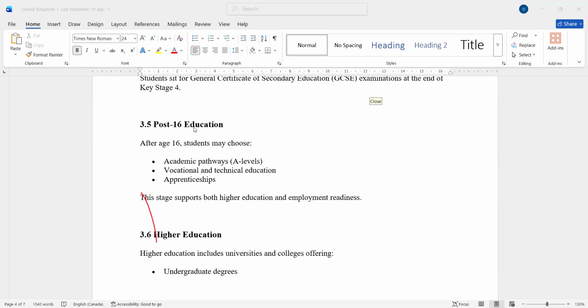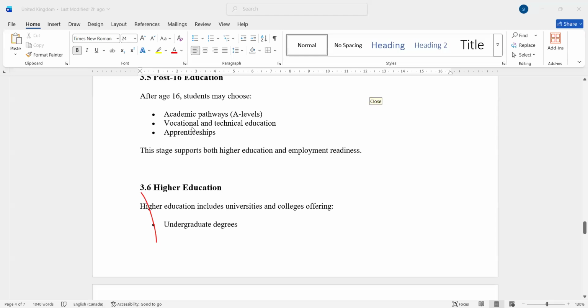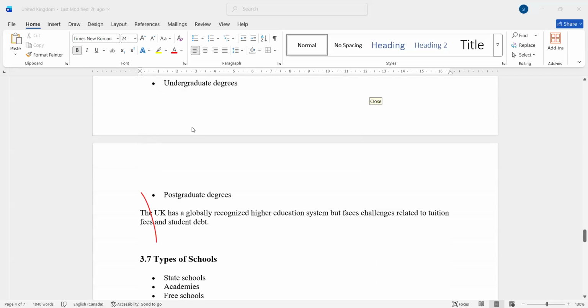Right? So our students also after A levels, a small percentage of students enter the state universities, and another few percent select non-state universities, right? And another small percentage migrate for higher education. All the others have to do something, so they go for employment, right? And higher education includes universities and colleges offering undergraduate and postgraduate degrees, same as Sri Lanka. The UK has a globally recognized higher education system, but faces challenges related to tuition fees and student debt. Very expensive, right?